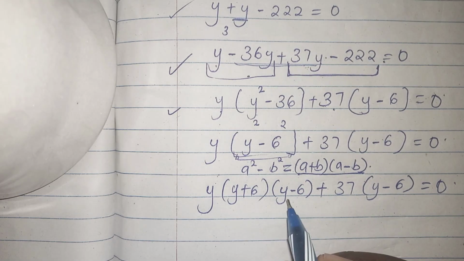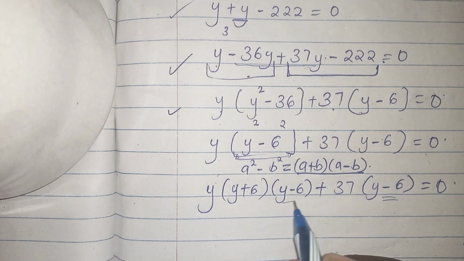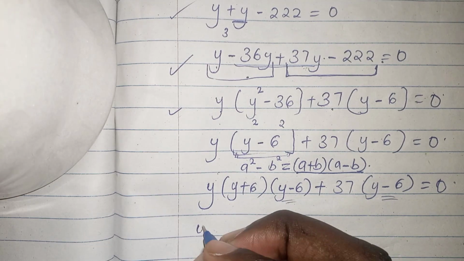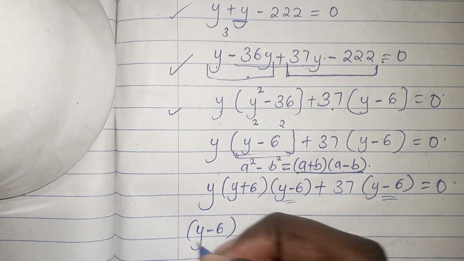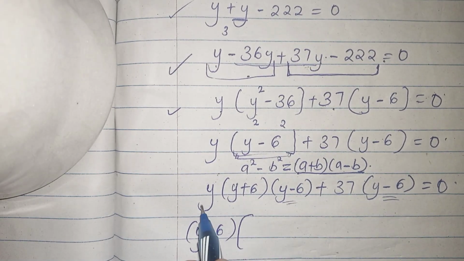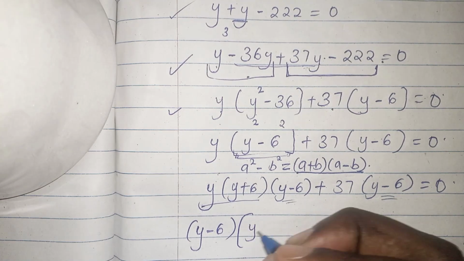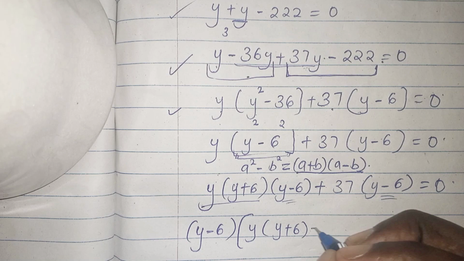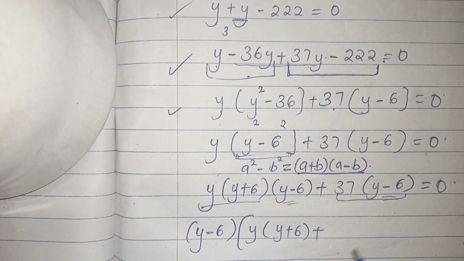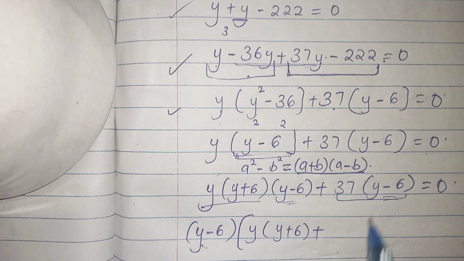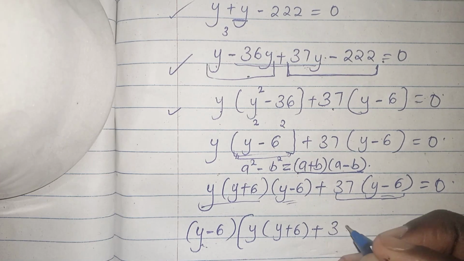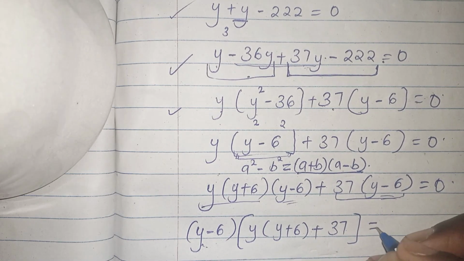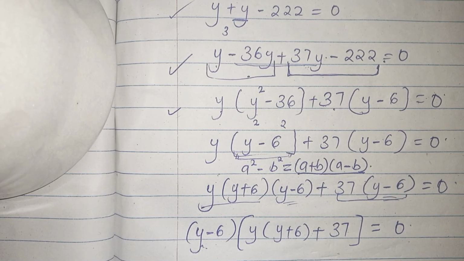Right? So you can see y minus 6 is common, so we shall factor it out. So y minus 6 into bracket, then our bigger bracket. So we are left with y into y plus 6 bracket plus, if we take this and divide by this, this will cancel, so we are left with 37, bigger bracket is equal to 0.